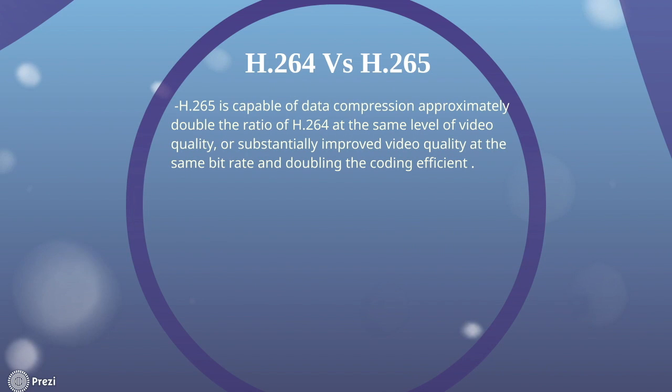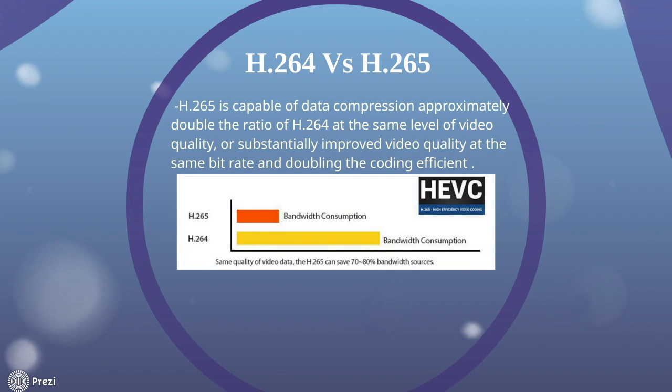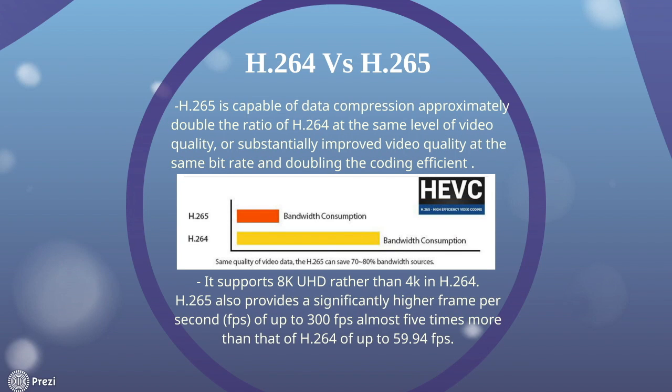H.265 is capable of data compression at approximately double the ratio of H.264 at the same level of video quality, or substantially improved video quality at the same bitrate, doubling the coding efficiency and reducing bandwidth usage by 70 to 80%. H.265 also supports 8K UHD rather than 4K in H.264.